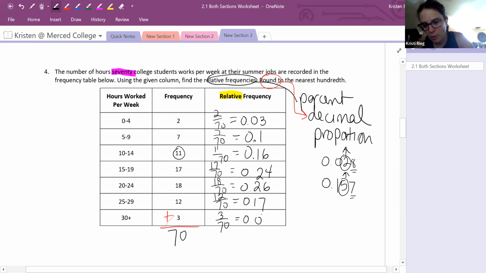0.04. It was 4.2 and it rounded to 4. Okay, now there's some decimals that kind of got dropped here. They all have decimals here. These are all to the nearest hundredth.